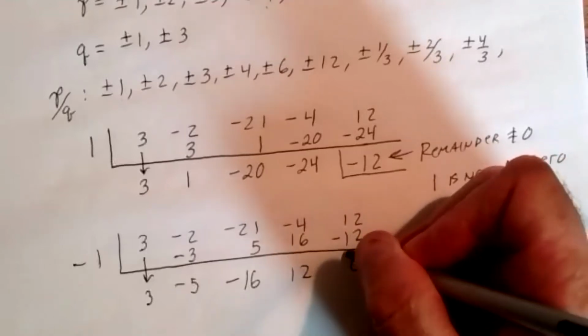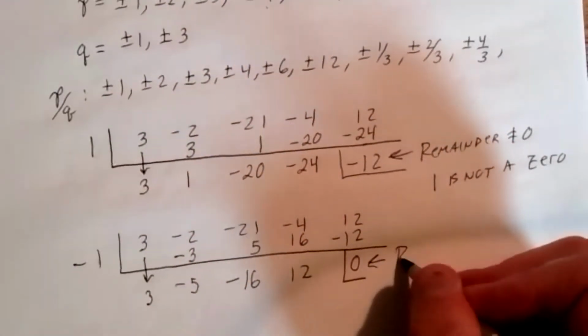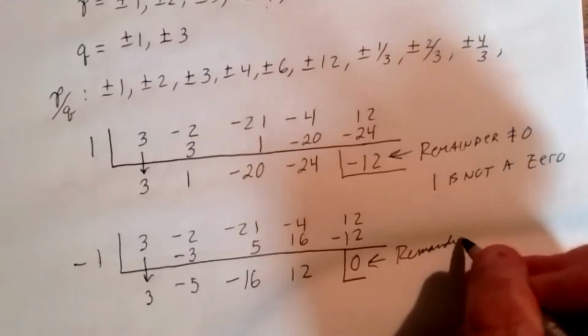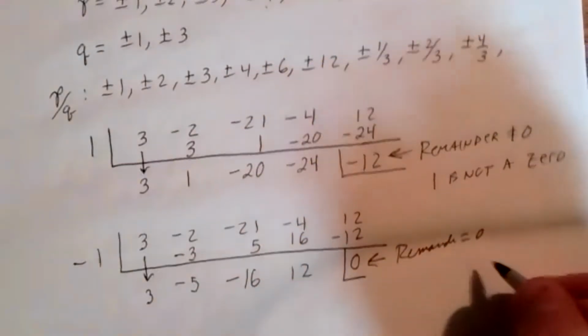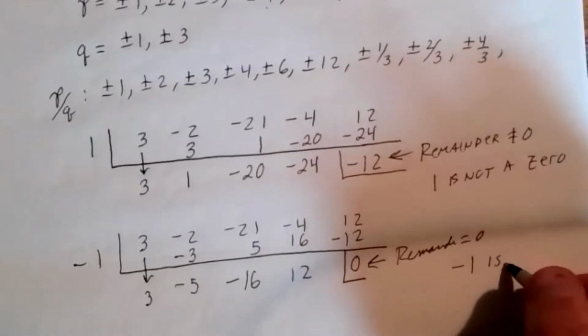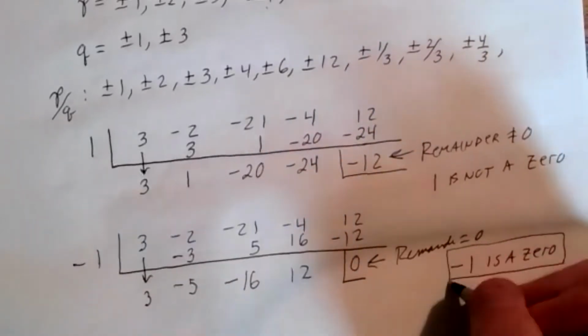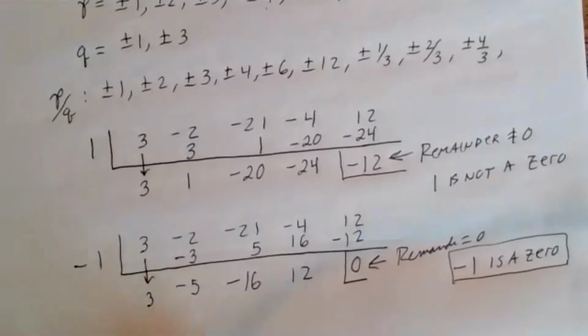And yes, we do have a 0, ladies and gentlemen. We got a 0 remainder. Notice our remainder equals 0. So therefore, negative 1 is a 0. So we found a 0. We cracked the ice. Negative 1's a 0.